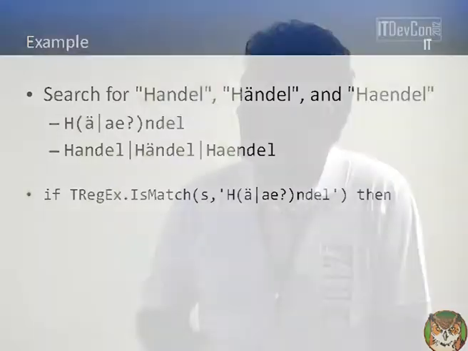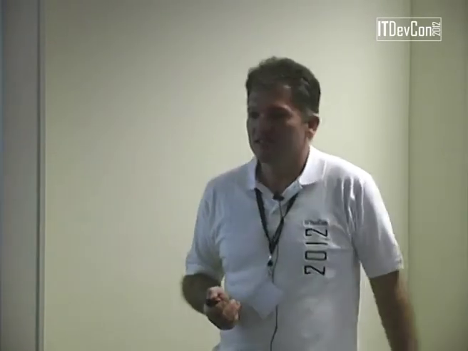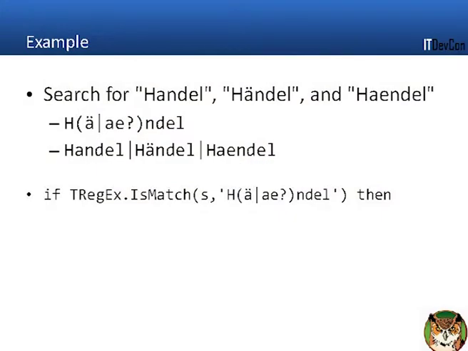Text search, a very simple regular expression which matches 3 different variations of the name of the composer Handel. His surname is spelled in 3 different ways, depending on the books, depending on the material. And this is a regular expression which matches all 3. So H is H. I said before that typically you don't specify exact characters in the regular expression, but you can do it. Same for NDEL.